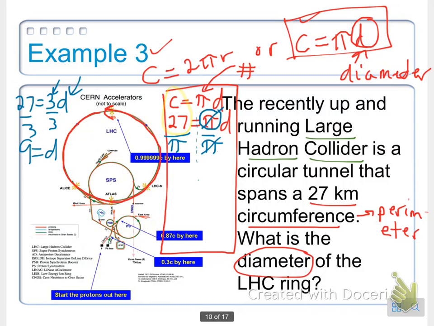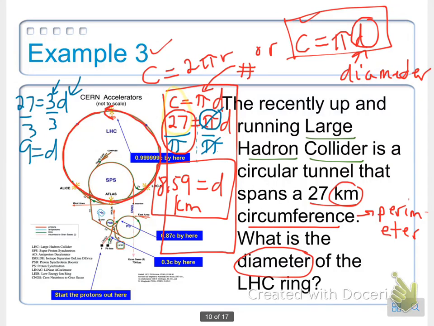Okay, so if I go back to my red, I'm going to get d equals, and I'm going to calculate this on my calculator. I'm going to go 27 divided by second caret key. Remember, that's the pi key. It will give me a number like 8.59, and we were talking about kilometers here. So the answer is 8.59 kilometers is the diameter.